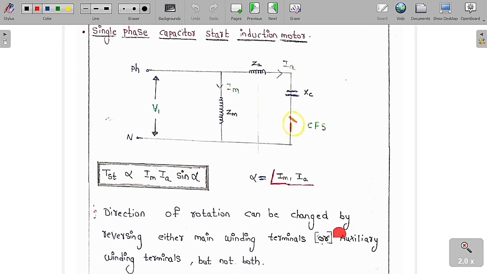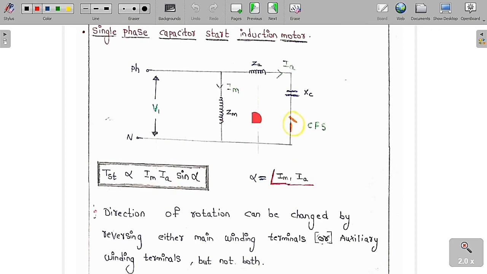Direction of rotation can be changed by reversing either the main winding terminals or the auxiliary winding terminals, but not both. If you reverse the main winding terminals, then Im will be negative, so the torque is also negative. If you reverse the auxiliary winding terminals, then Ia is negative, so again the torque is negative. But if you reverse both of them, negative times negative is positive, so the torque will be in the same direction.